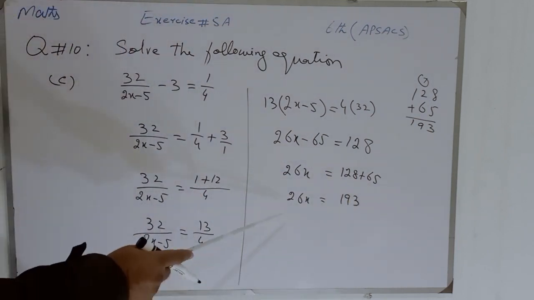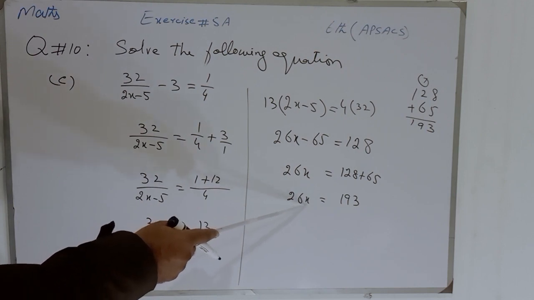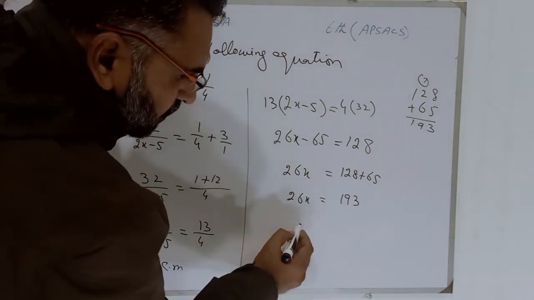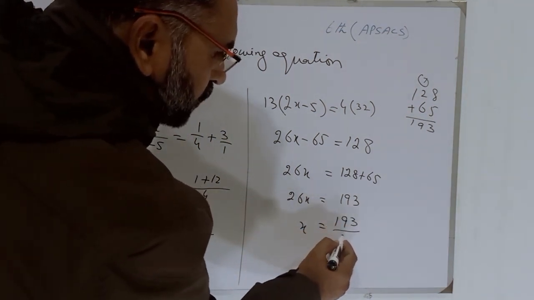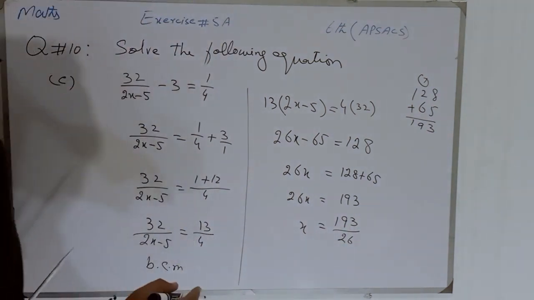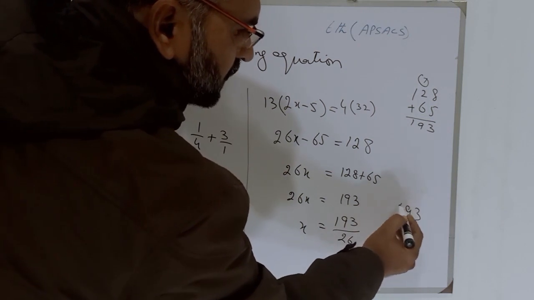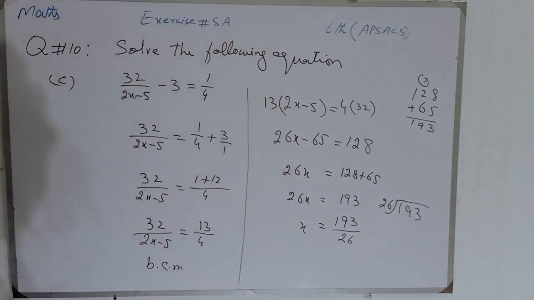Now students, 26 is multiplying on the left side with x. When we transfer it to the other side, it will divide, and we will have x is equal to 193 over 26. Now we have to divide 193 by 26 to change this improper fraction into a mixed number.